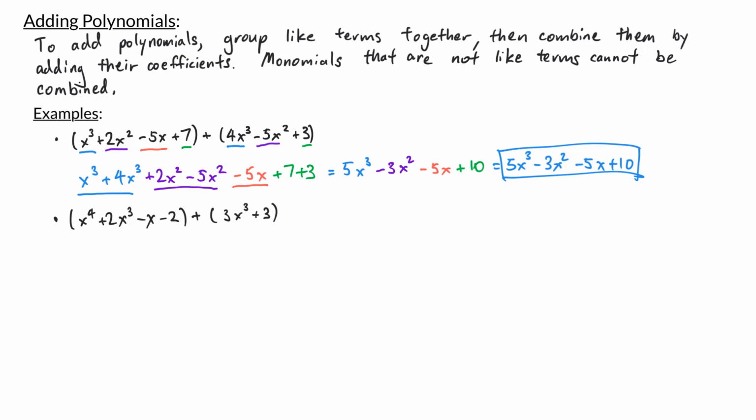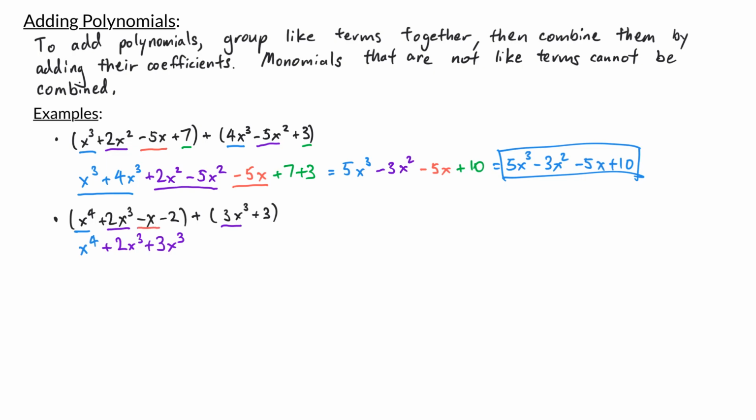The first monomial we have here is x to the fourth, but there are no x to the fourths in my second polynomial, so it's just on its own. Next, we have 2x cubed, and we do have a like term in my second polynomial. We have 3x cubed, so we'll write those together. Plus 2x cubed plus 3x cubed.